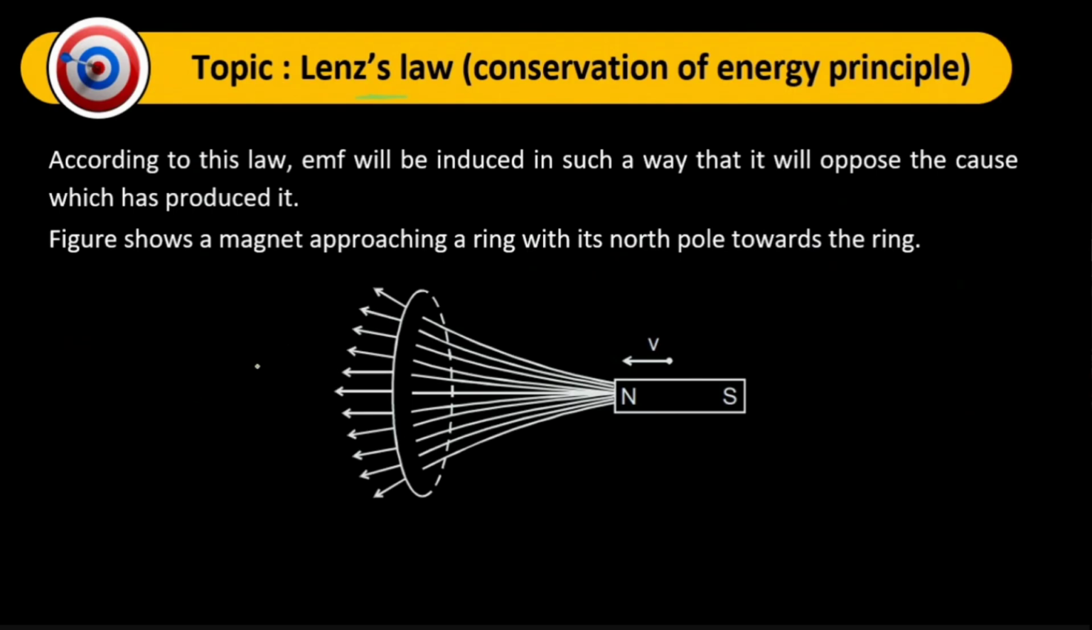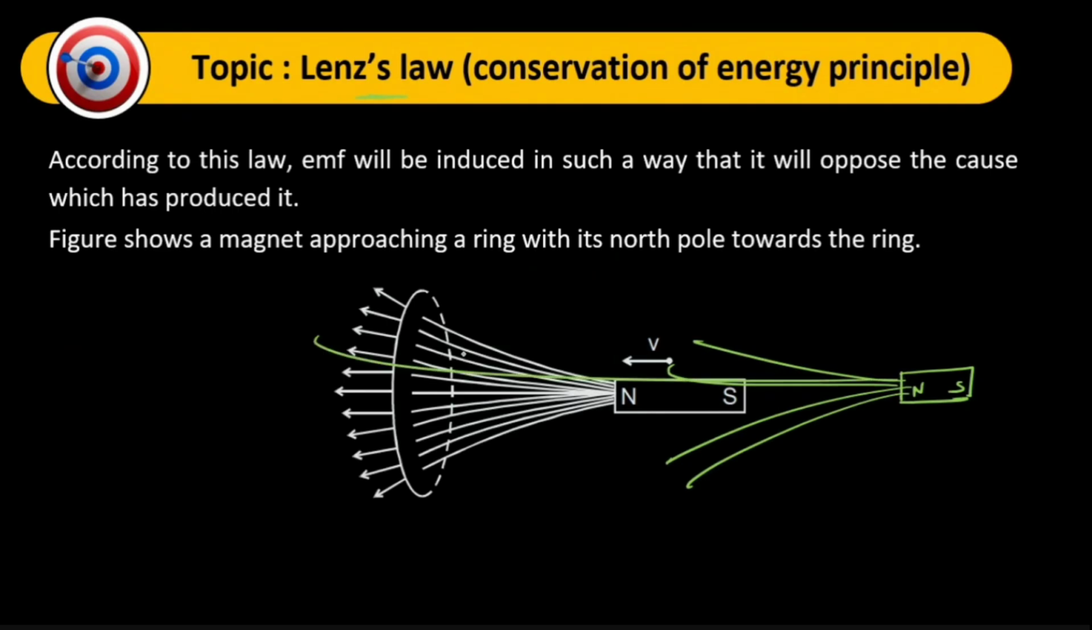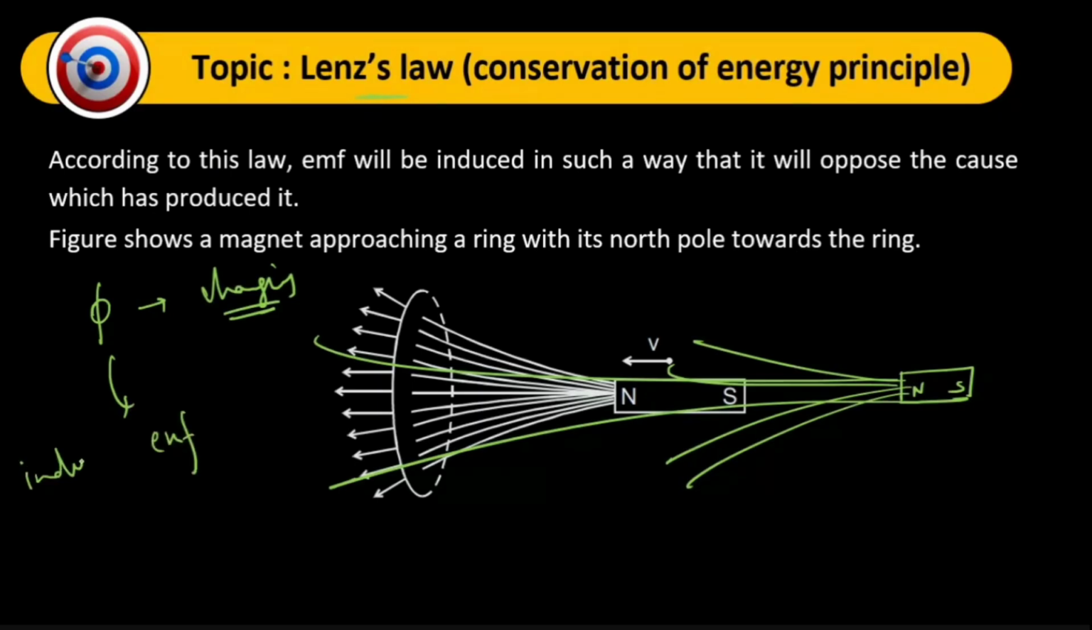Like if this magnet was initially here, and we see some field lines coming out of it, what do you think? How many field lines will pass through this coil initially? Hardly any. But when the magnet approaches, the number of field lines passing through the coil will keep on increasing. So we can say that the flux keeps on changing, and changing flux is responsible for EMF, to be precise, induced EMF.